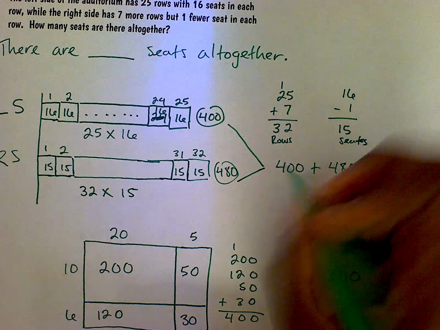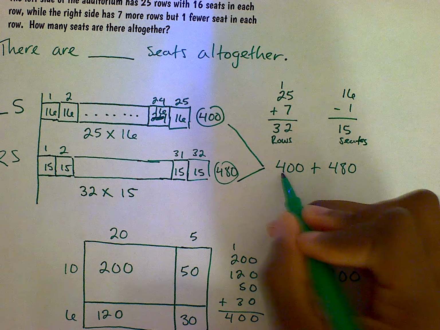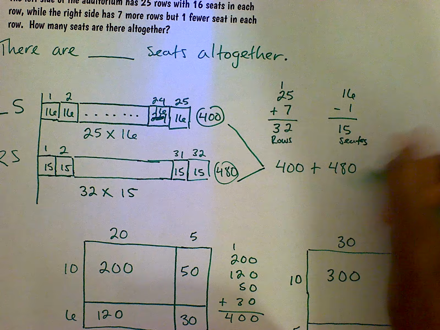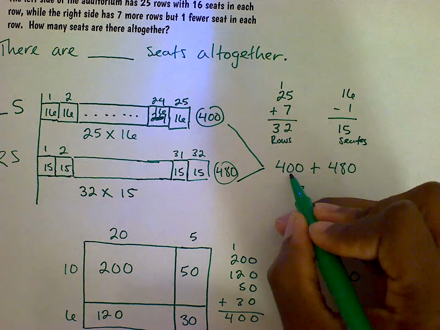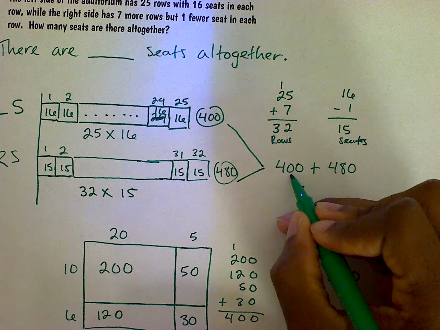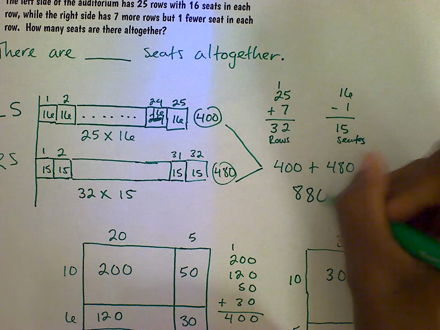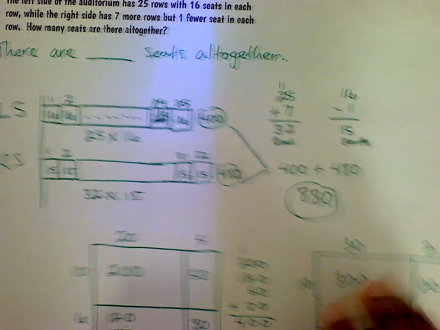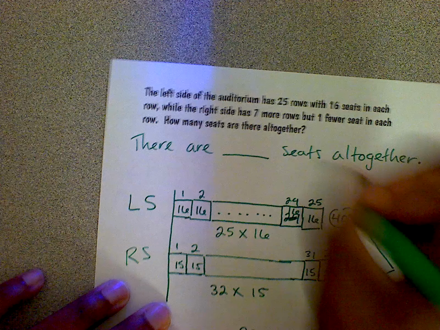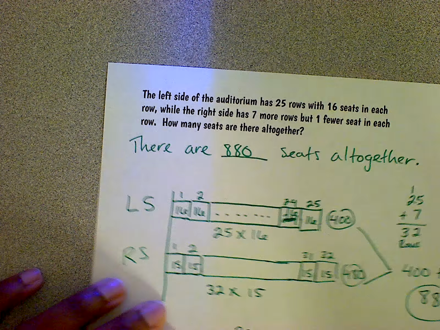So if I'm looking at that, I solve it from left to right. I got 400 plus 400, which is 800. I look at my tens place. I have no 10s there. I have 8 10s there. So I'm going to just write 8. And I have no 1s. So I'm just going to put 880. So there are 880 seats altogether.